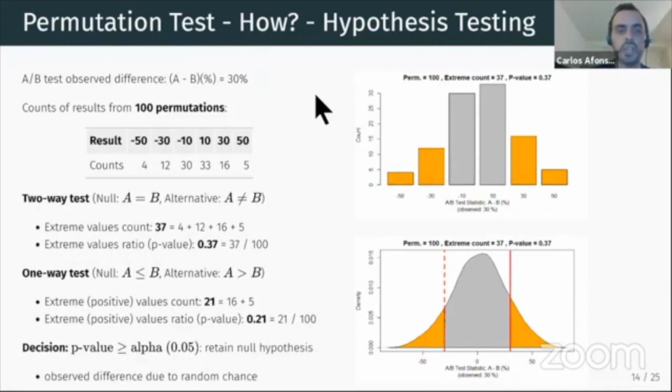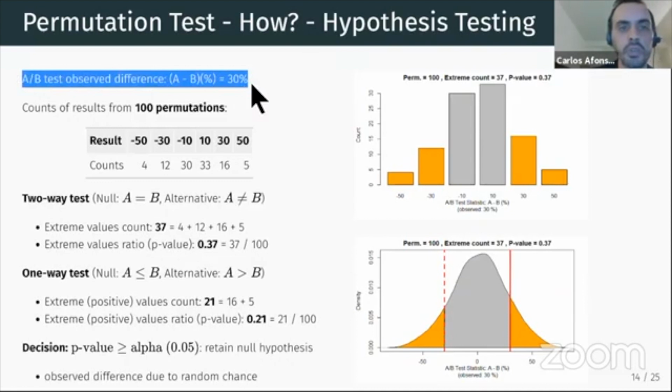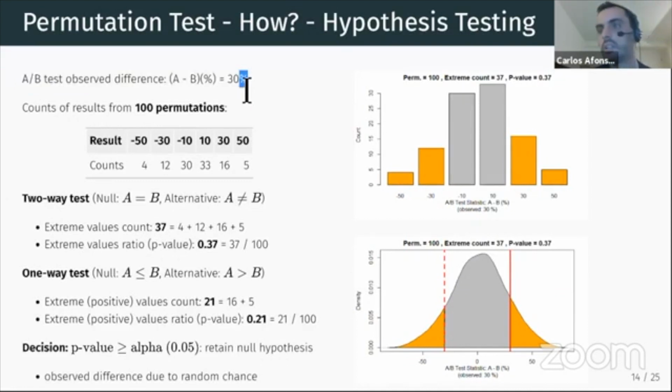Now, how do we do the hypothesis testing once we have the results? So remember, our observed difference in our A/B test result was 30%.